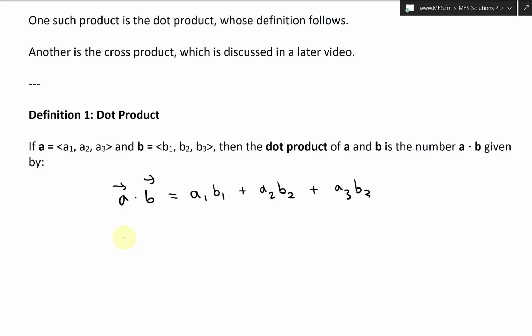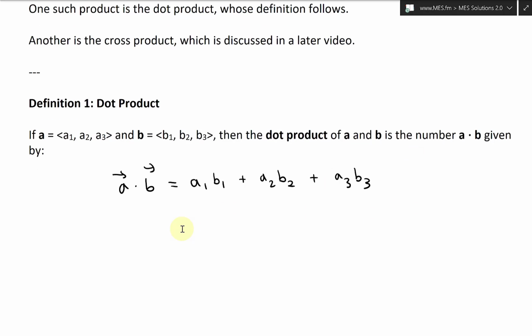So notice what we have: two vectors multiplying, or dot product together. The dot product of two vectors is just a summation of these three multiplications. In other words, this is just a real number, or a scalar.